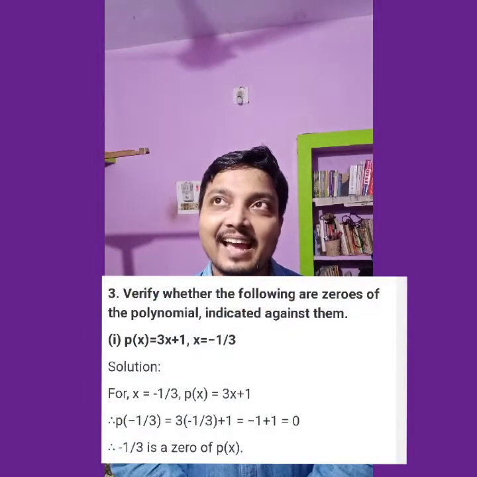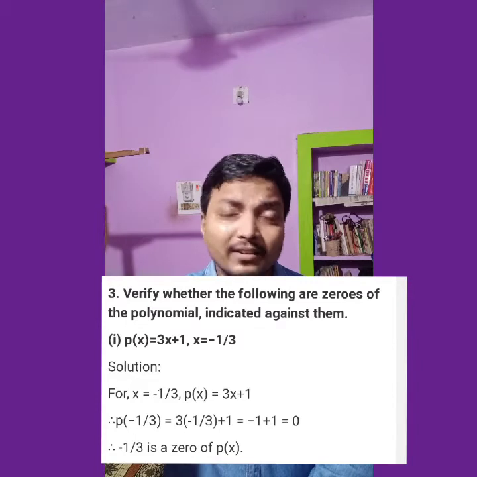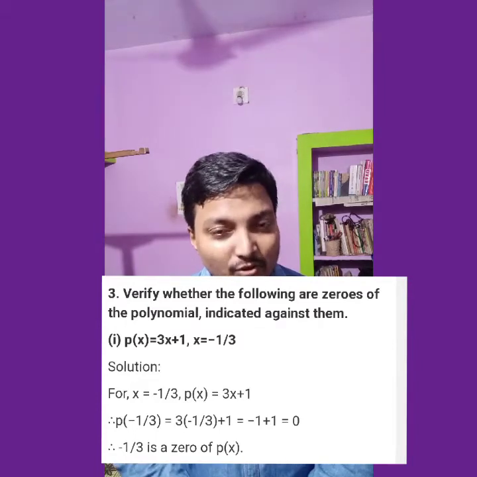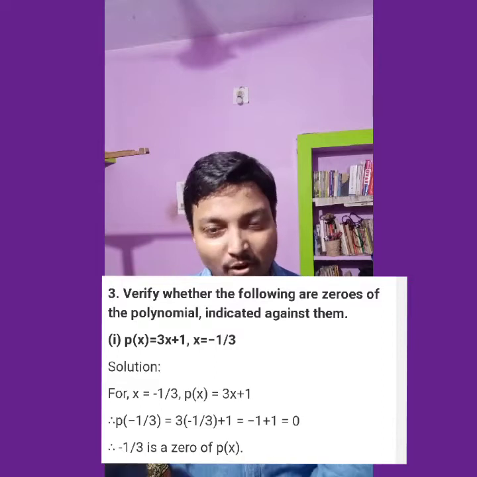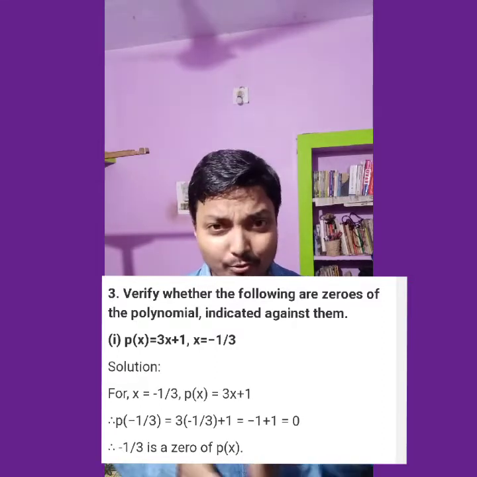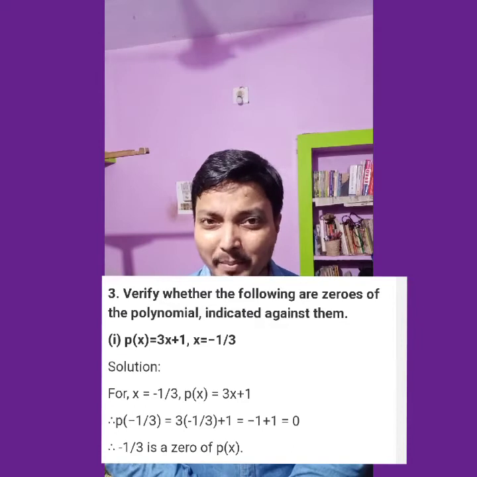Understood or not understood? Here is one question, exercise 2.2. We have already done exercise 2.2 questions 1 and 2. Now we will do question number 3. In question 3 the polynomial 3x plus 1 is given, and it is asked whether minus 1 by 3 is the zero of the polynomial or not. How do we check whether the value is the zero of the polynomial or not?